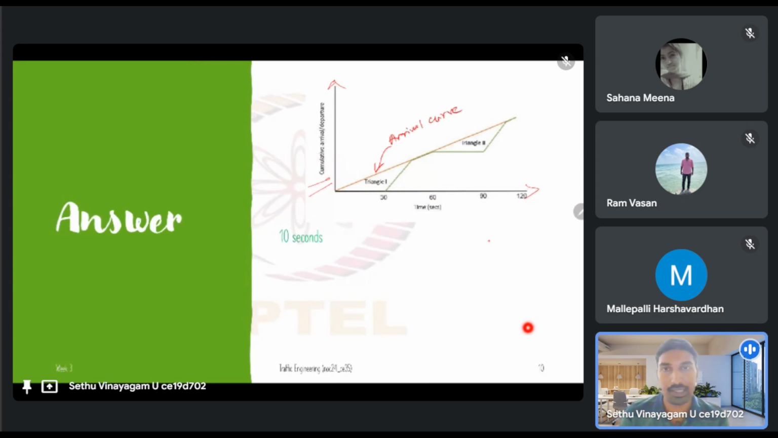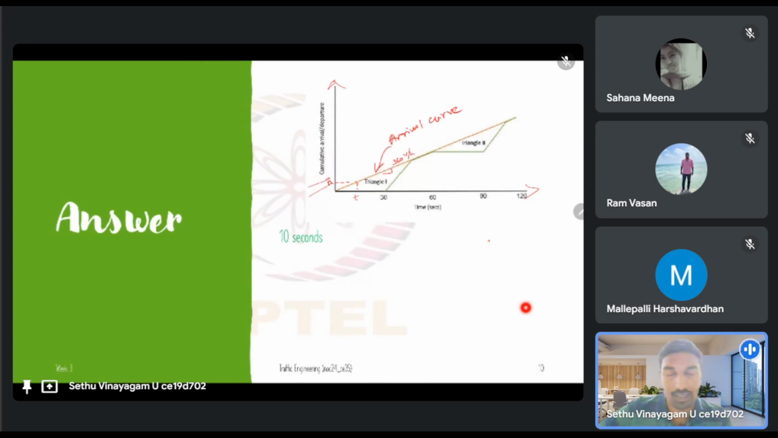Which tells us how many vehicles there are at a given point in time. The value on this will tell us n, which is nothing but the number of vehicles that have entered this intersection. So that's what the arrival curve gives us. And what is the slope of this curve? This is the arrival rate. In our case, the arrival rate is 360 vehicles per hour, so that is the slope of this orange line, the arrival curve.